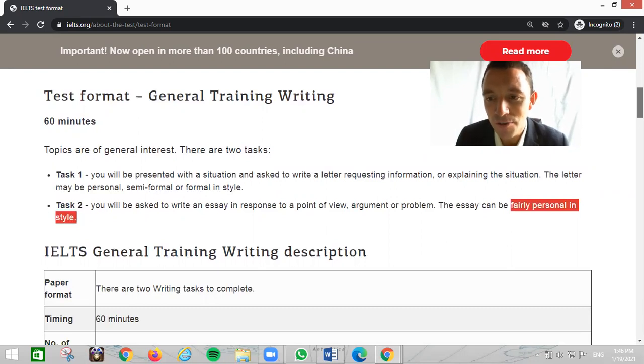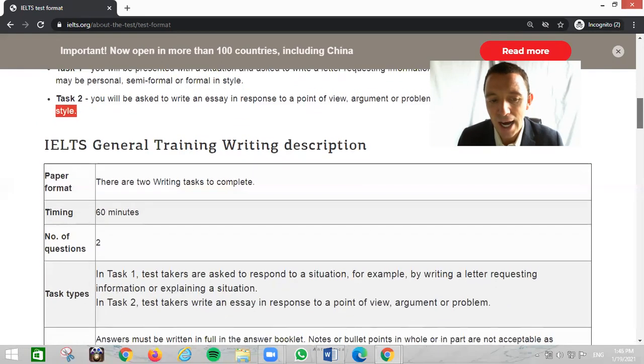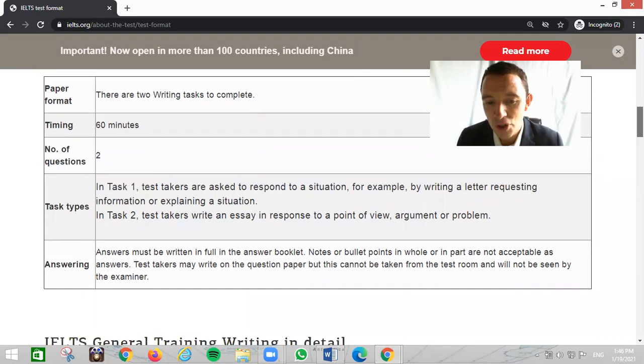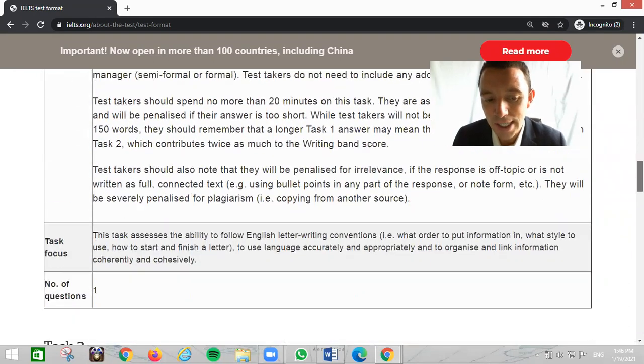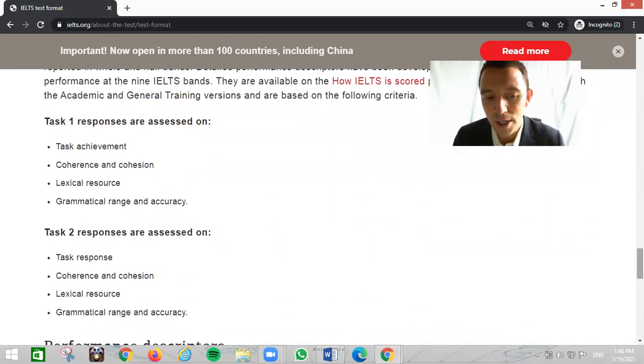Do you want to enter a university? Do you need it for immigration to a different country? Or do you need it for a professional registration? And here's the writing explanation, 60 minutes, 2 parts. Task 1 is probably the letter, and task 2 is an essay. And there's more explanation about task 1 in detail and task 2, and the same criteria for the answers.